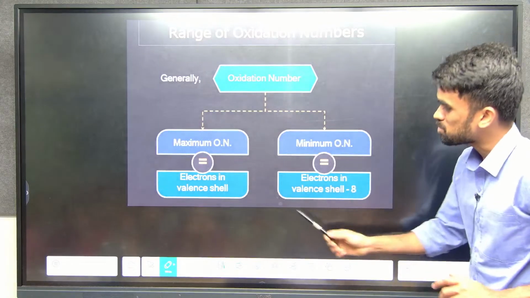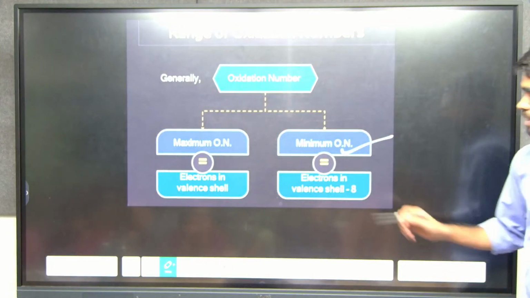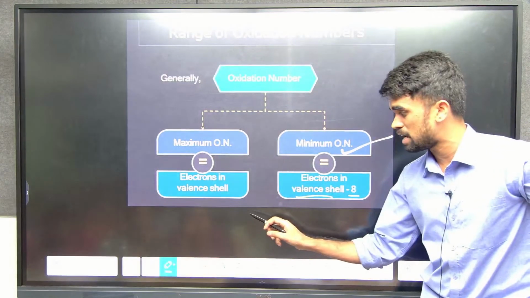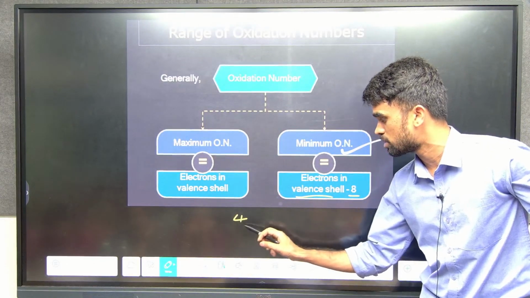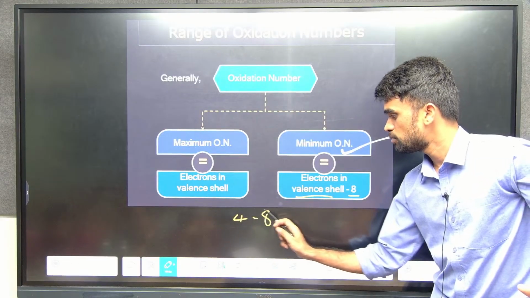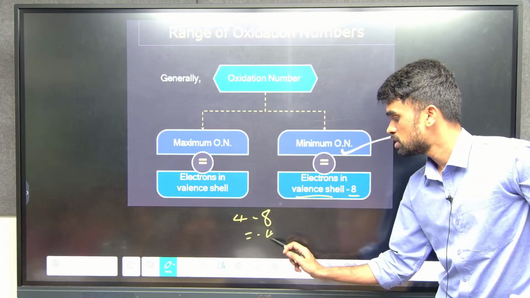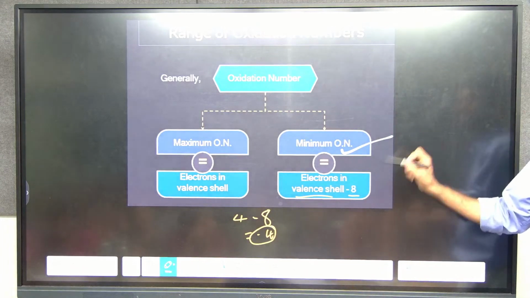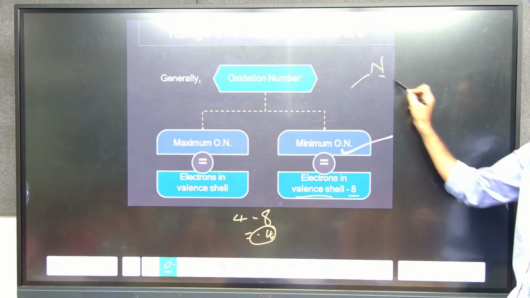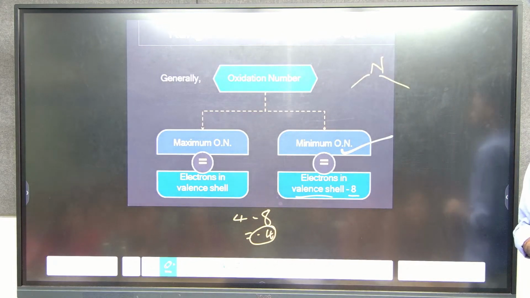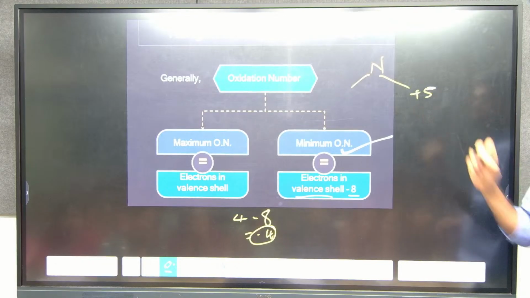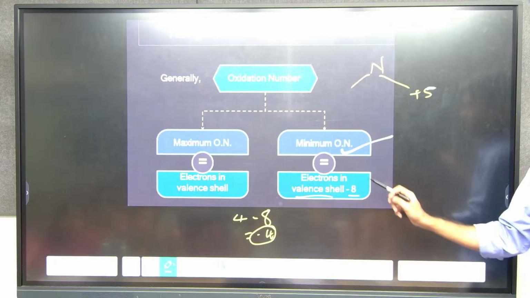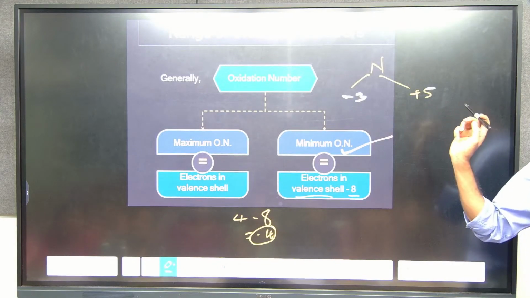Now when it comes to minimum oxidation state, it is the electrons in the valence shell minus 8. It means carbon, how many valence electrons did you tell me previously? 4. 4 minus 8 means -4. So what is the minimum oxidation state of carbon? -4. In the same way, you tell me the minimum and maximum oxidation state for nitrogen. +5 is the maximum. How -3? 5 valence electrons, 5 minus 8, -3. Is this clear? Okay.